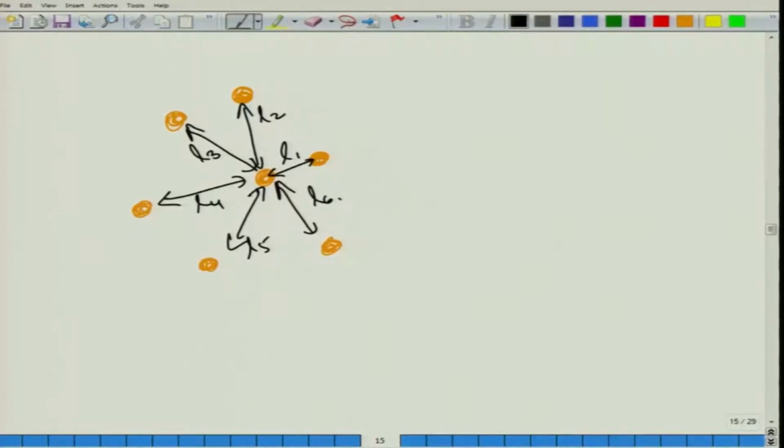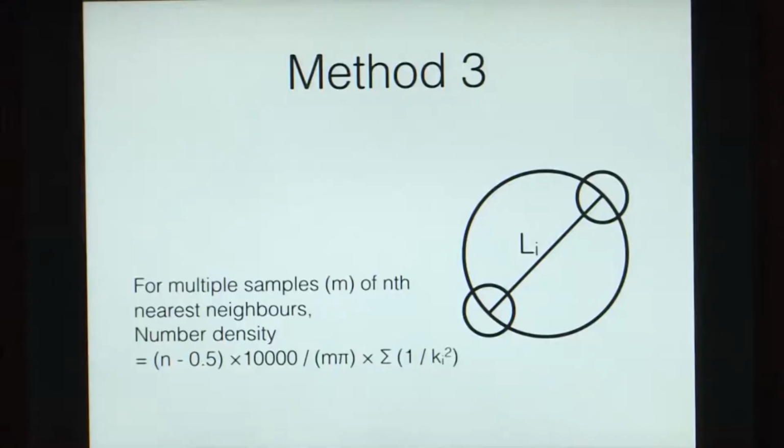Now, we are trying to generalize this equation. So, in place of the first nearest neighbor, we put all these numbers into ascending order and calculate it for the nth nearest neighbor. So, what would the equation be? Coming back to the slides, in this case the equation becomes n minus 0.5 into 10,000 divided by m pi into sum over 1 upon ki square. In place of Li, which is for the nearest neighbors, we use the term ki.